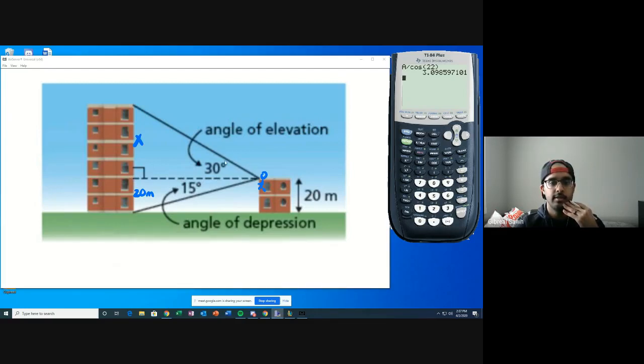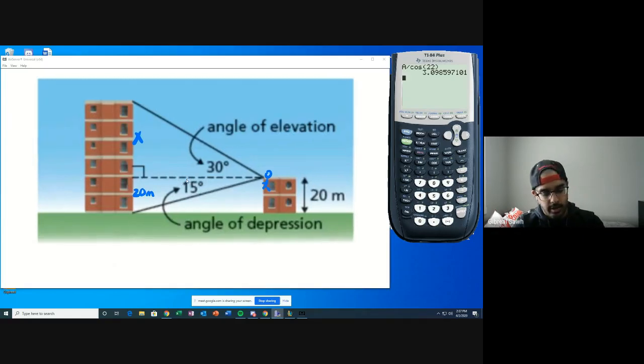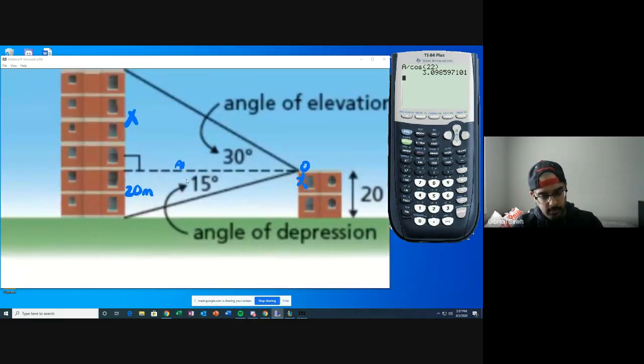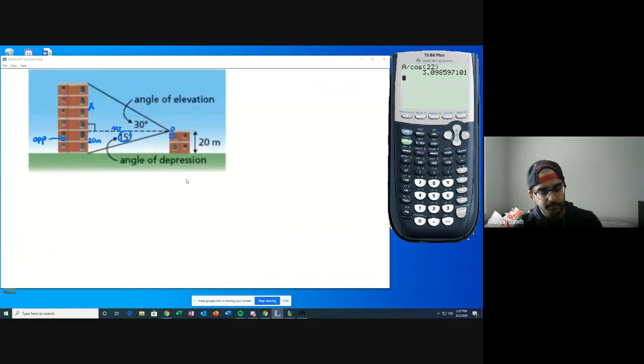If I just look at the 30 degrees and the x, I don't have enough information to do anything yet. But in this smaller triangle at the bottom, I know I have an angle of 15. Its opposite side is going to be 20. We can go ahead and find its adjacent side. So let's label that. That's going to be adjacent to this angle. 20 will be our opposite. So let's go find that first.